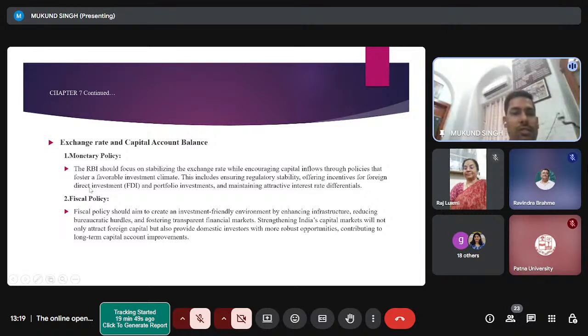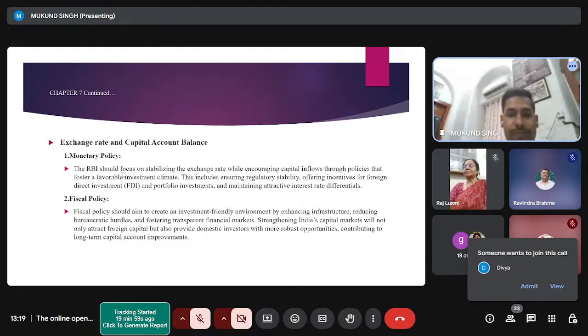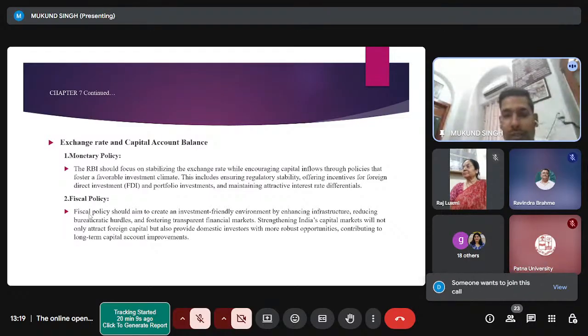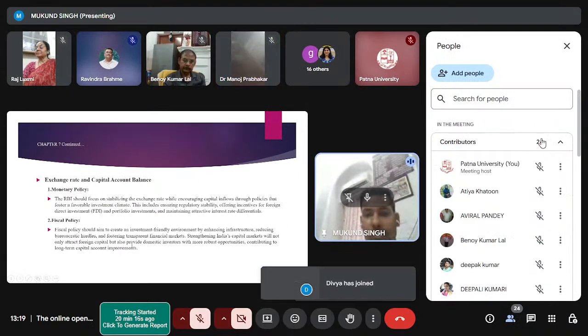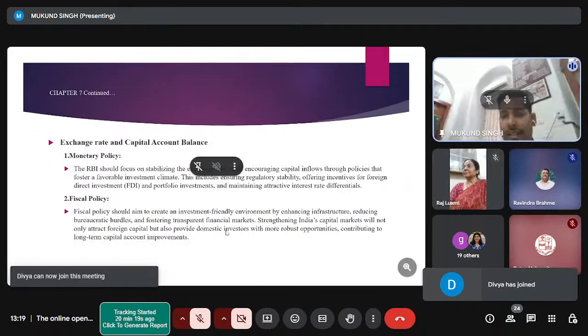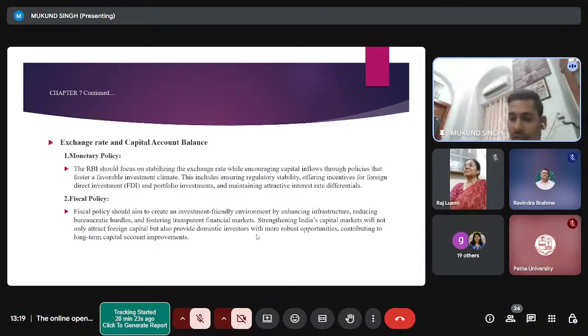Exchange rate and capital account balance. In terms of monetary policy, the RBI should focus on stabilizing the exchange rate while encouraging capital inflow through a policy that fosters favorable investment. In terms of fiscal policy, it should aim to create an investment-friendly environment by enhancing infrastructure, reducing bureaucratic hurdles, and fostering a transparent financial market. Strengthening India's capital market will not only attract foreign capital but also provide domestic investors with more robust opportunities, contributing to long-term capital account improvement.